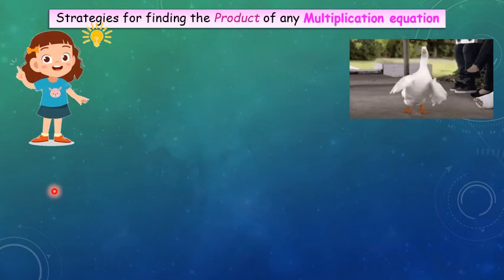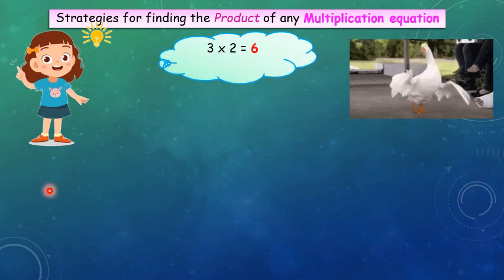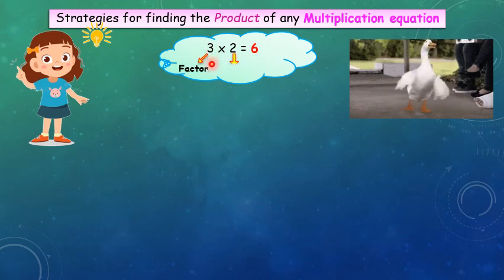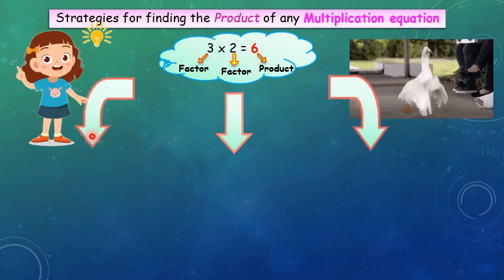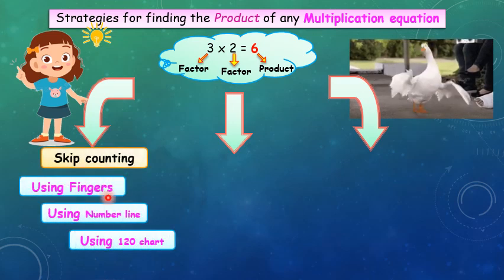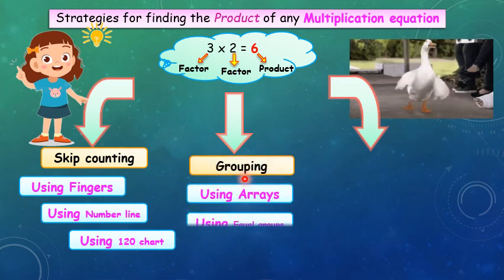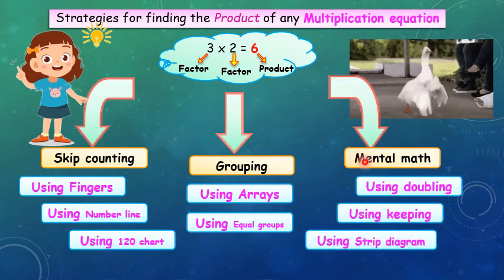Now let's conclude our strategies of multiplication. In this multiplication equation, it means factor by factor equals product. We have three types of strategies. In each type, we have a number of strategies. First one, skip counting using fingers, or using a number line, or using a 120 chart. Second strategy, grouping using arrays or using equal groups. In the last one, we have mental math strategies using doubling, using keeping, or using strip diagram.